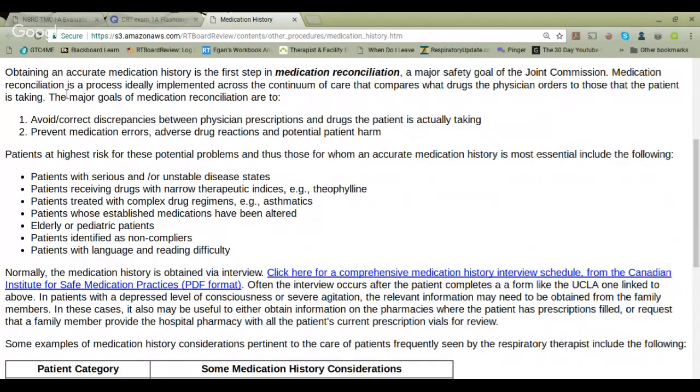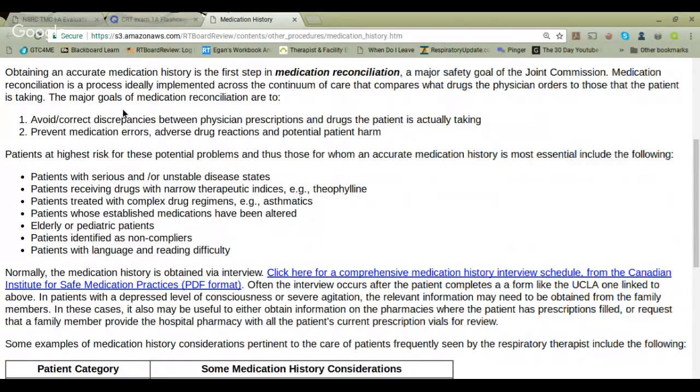Medication reconciliation is a process ideally implemented across the continuum of care that compares what drugs the physician orders to those that the patient is already taking.